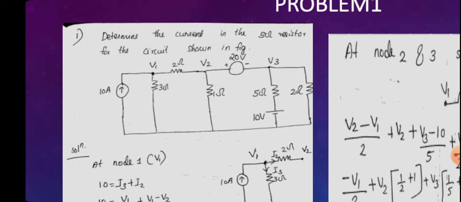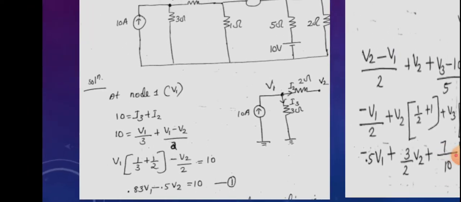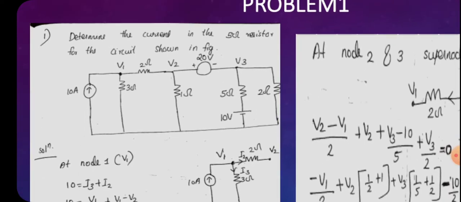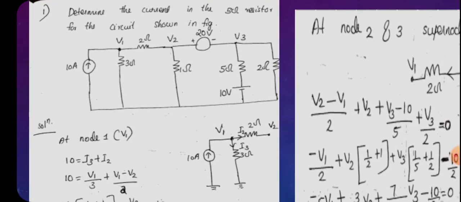At that point you should remember that you should use the super node technique, because the 20 volt battery is connected between node 2 and 3. You are asked to find out the current through the 5 ohm resistor. Once you get the value of V3, you will get the current through the 5 ohm resistor. So let us start solving the problem.